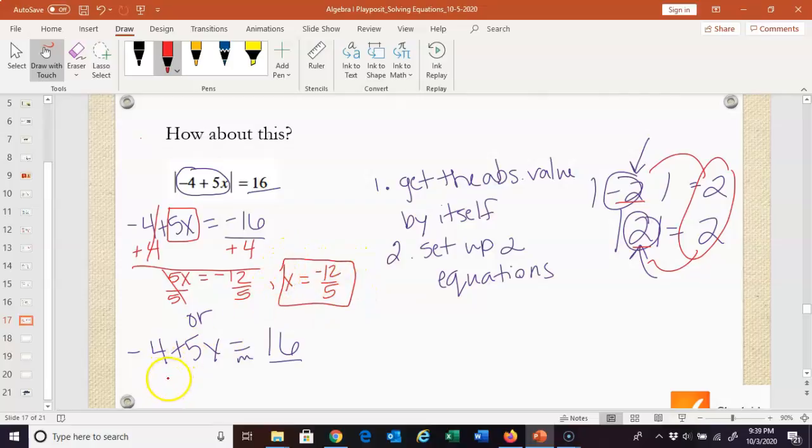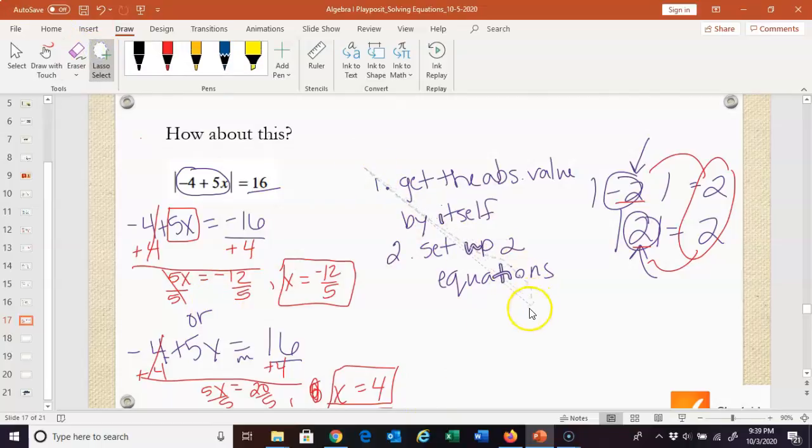Let's try the second one. So again, we're going to add 4 to both sides. It's going to be a very similar process. 5x equals 20. So we'll divide both sides by 5. And you get x equals 4. So we have two answers, two values that x can be. So let's check them both.